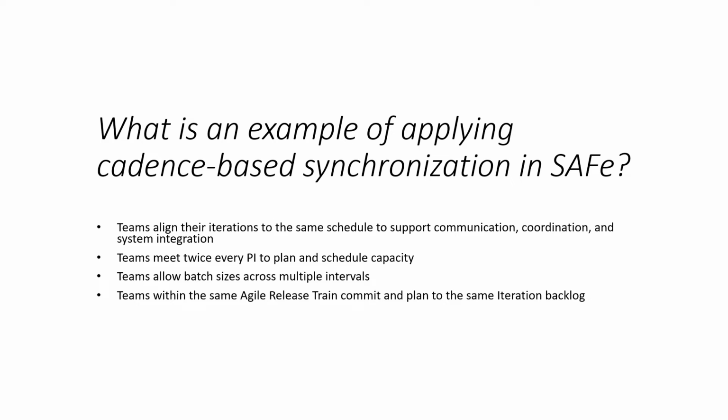So, the first question: what is an example of applying cadence-based synchronization in SAFe? There are four options. You can take your time, and before I answer, you can try answering it yourself. Now let's see what the correct answer is. The correct answer is the first one, that is teams align their iterations to the same schedule to support communication, coordination, and system integration.